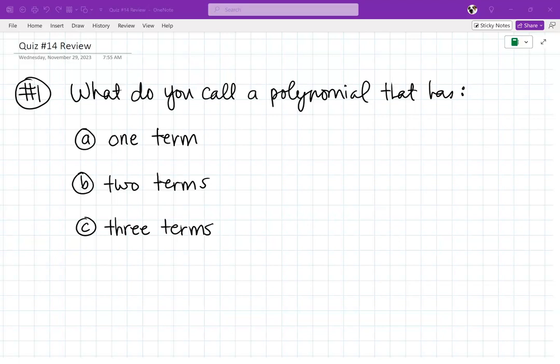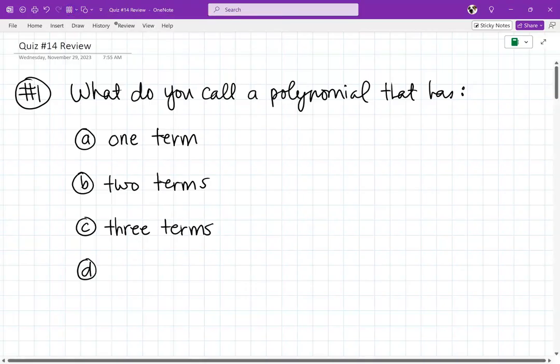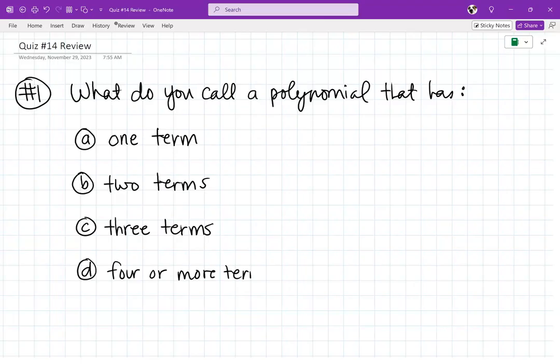All right, so this is the review for quiz number 14 for tomorrow, okay? So question number one says, what do you call a polynomial that has one term, two terms, or three terms, okay? And actually, let me add in one more right here, four terms. Put four or more. Okay, so four or more terms.